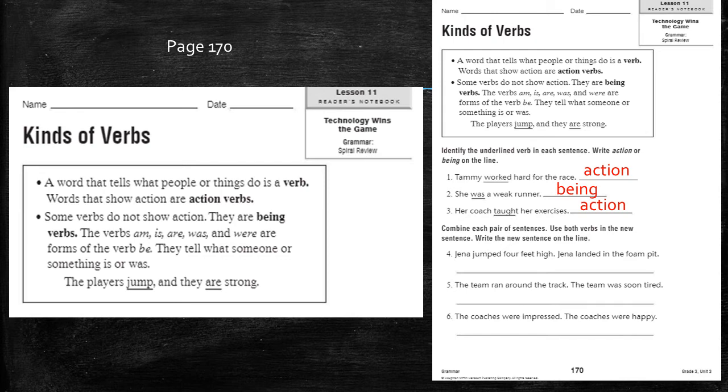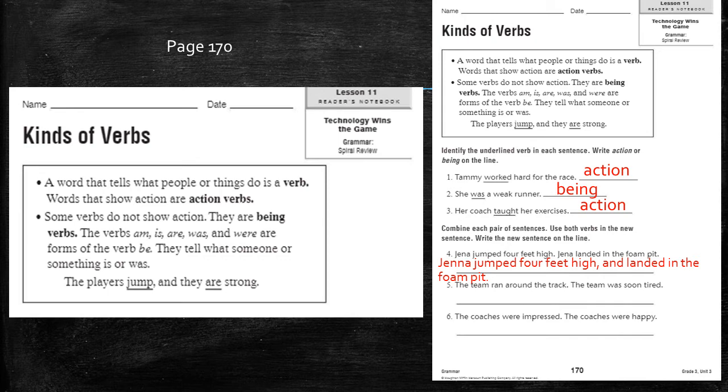So I need to join these two sentences. As you can see, there's a repetition of her name, and I can replace that, right? Or I can do something else. So you can join these sentences together like this. Jenna jumped 4 feet high, comma, and landed in the foam pit. So you join these sentences together using a comma and, okay? We've done this before. This is you connecting your grammar to writing.